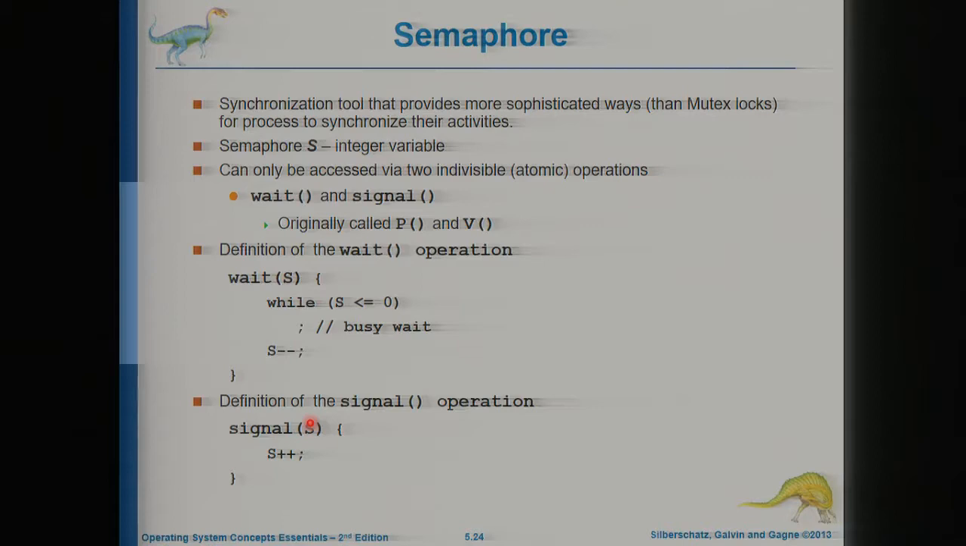So the definition of the wait operation: wait(S): while S is less than or equal to 0, busy wait. You keep executing the while loop, otherwise decrement S. So what does this mean? In this case, it is not one instruction, it is more than one instruction.